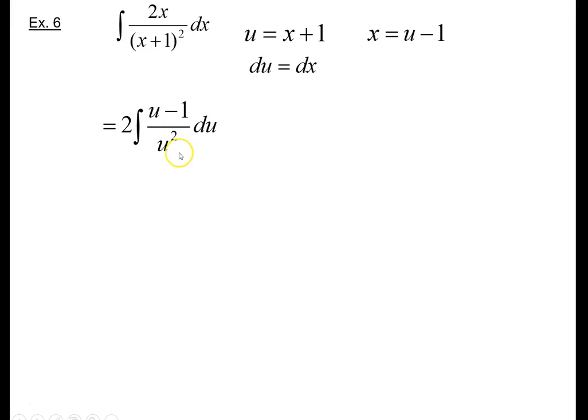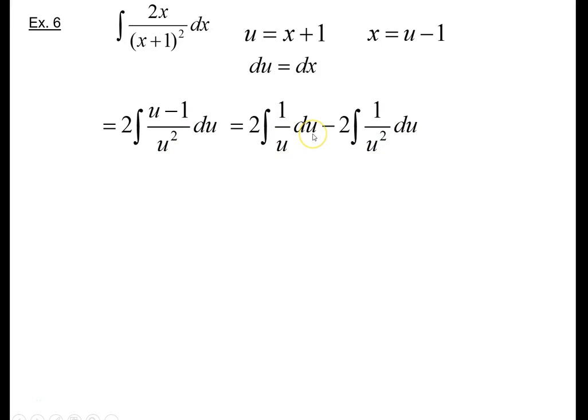Now this I can work with because now that I have a single term in the denominator, I can separate the numerator into two terms. So I separated the numerator into u over u squared, which reduces to 1 over u, minus 1 over u squared, which stays 1 over u squared.